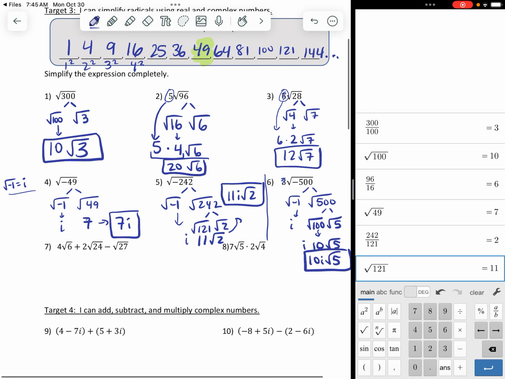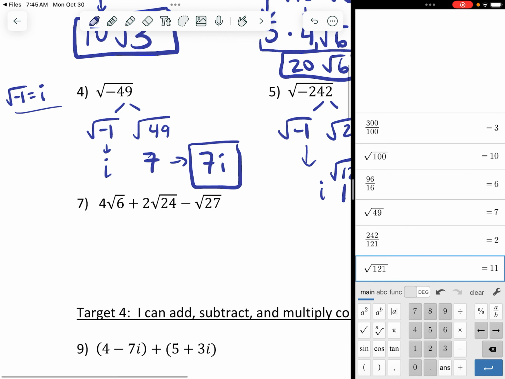All right, so next thing would be adding and subtracting roots. So they have to have the same root to be able to add and subtract them. So right now I have like root 6, root 24, root 27. None of those are the same. So we have to simplify what we can first. So square root of 6, I can't simplify that. So I'm just going to leave that 4 root 6.